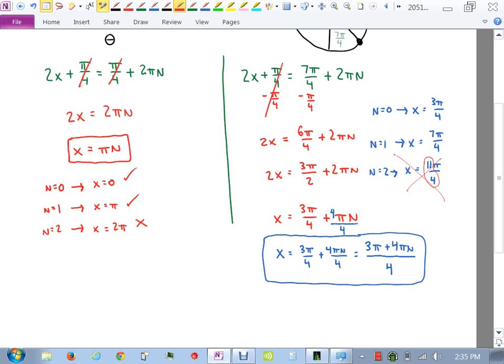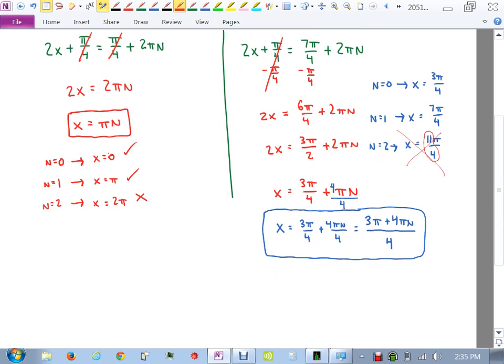So we get our total final answer here. We've got 0, pi, (2 pi didn't work), and we have 3 pi over 4, 7 pi over 4. That looks like it.